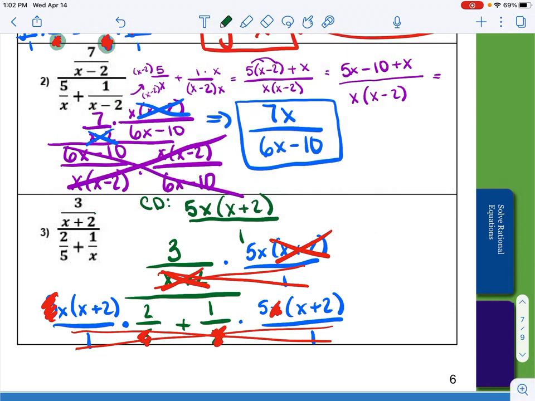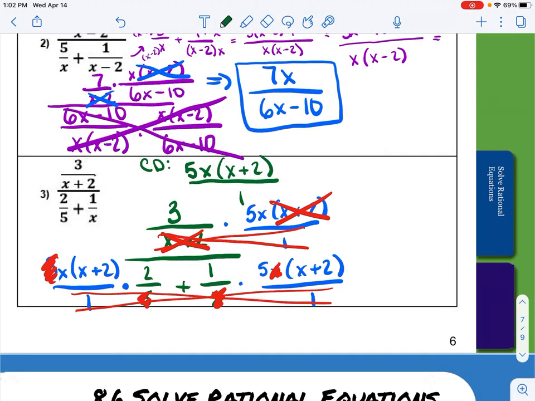You could rewrite this as 3 times 5x over x times x plus 2 times 2 plus 1 times 5 times x plus 2. That's really what it's saying. Obviously, we're going to condense that down to make it prettier. Oh, I'm so sorry. There's a plus here. It's not 2 times 1. It's 2 plus 1. There we go.